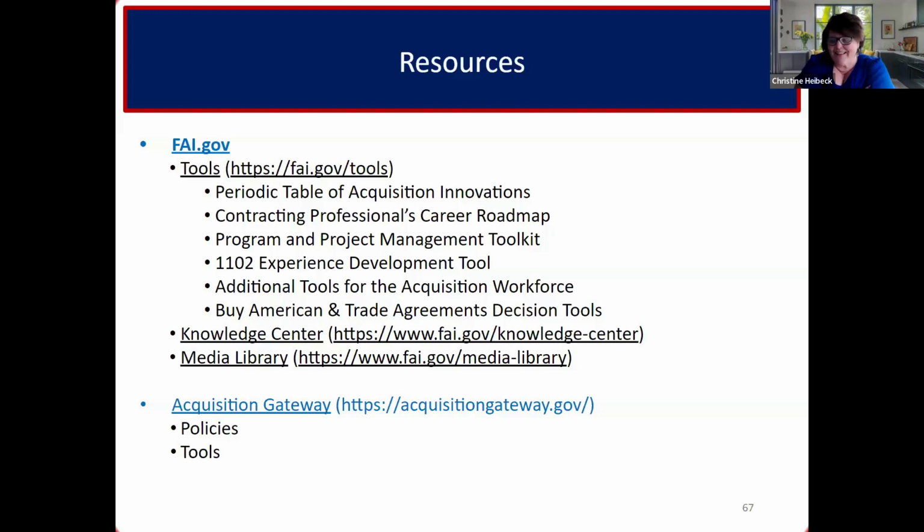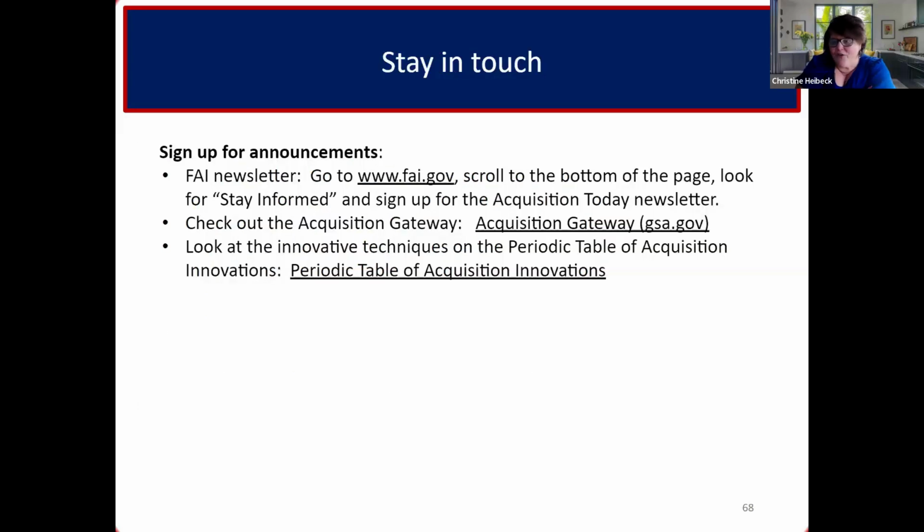Thanks, David. He put the link down for the Acquisition Gateway. It's in the slides, but there's a direct link. There's also a newsletter. If you're not enrolled in the newsletter, you can go to FAI.gov and scroll down to the bottom of the page and look for a way to subscribe. You can also check out the Acquisition Gateway we just talked about, and look at the periodic table of innovation.